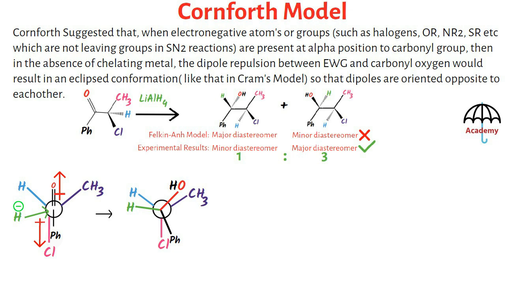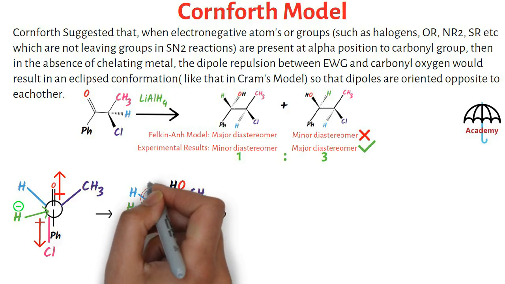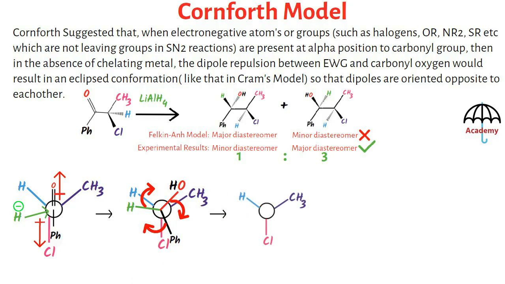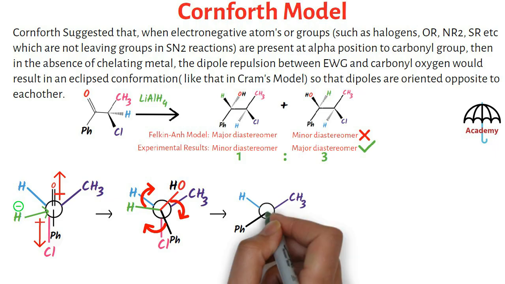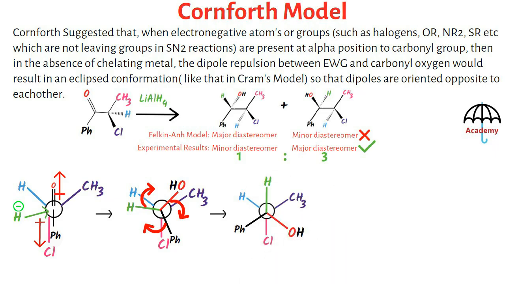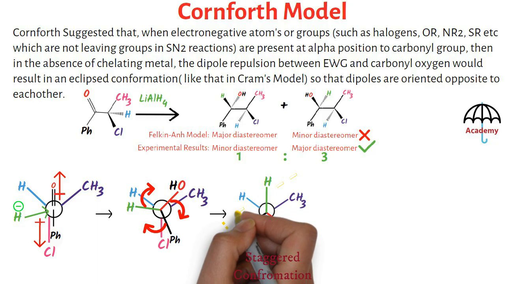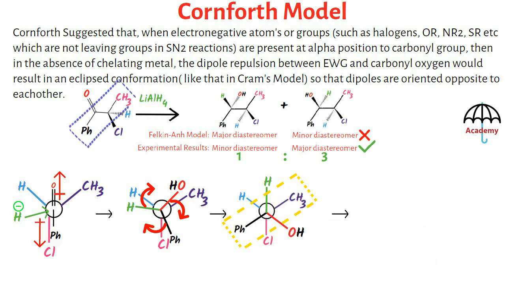Recall from Cram's model, that this is an eclipsed conformation. We have to rotate the front carbon to get a staggered conformation. After rotation, phenyl reaches here, hydrogen here and hydroxyl here. In this staggered conformation, phenyl is exactly opposite to methyl as given in the reactant. Chlorine in the reactant is shown on wedges, so we position ourselves near chlorine in this staggered conformation, and convert it into flying wedge representation.